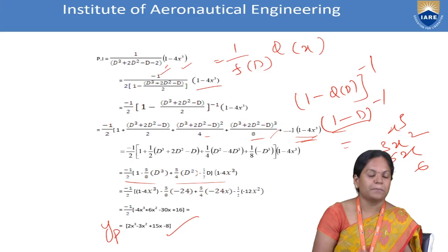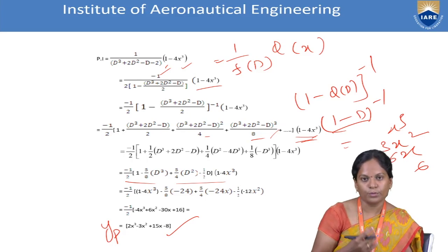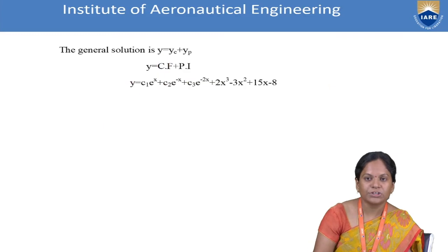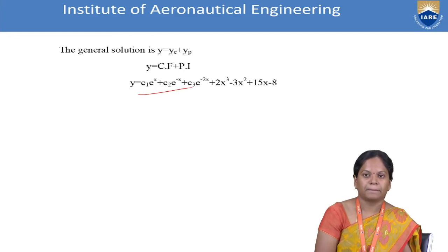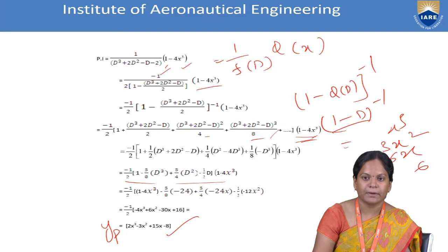Now individually yp is not a solution. Individually yc is not a solution. Both yc and yp will give the solution. So the general solution is y equal to yc plus yp. Already we know the yc term, that is the complementary function. So in this problem we have three roots, real and distinct. So we got yc is c1 e power x plus c2 e power minus x plus c3 e power minus 2x. And previously we solved yp. What is yp here? 2x cube minus 3x square plus 15x minus 8.